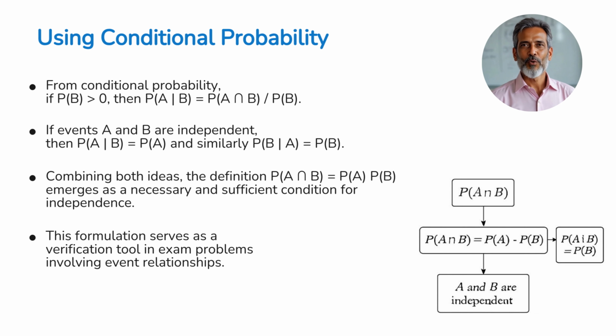Alright, time for a quick pause. Think, if P of A given B is different from P of A, are events A and B independent? Exactly. No, they are dependent in that case. Let's wrap this up before moving onwards.